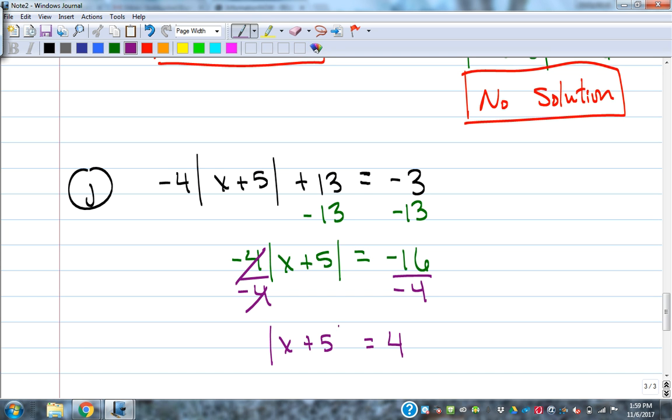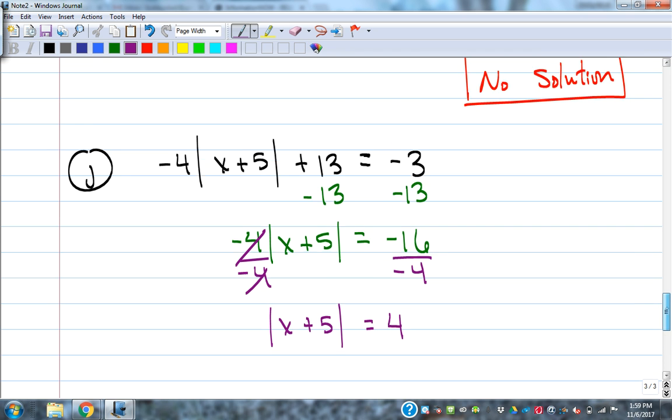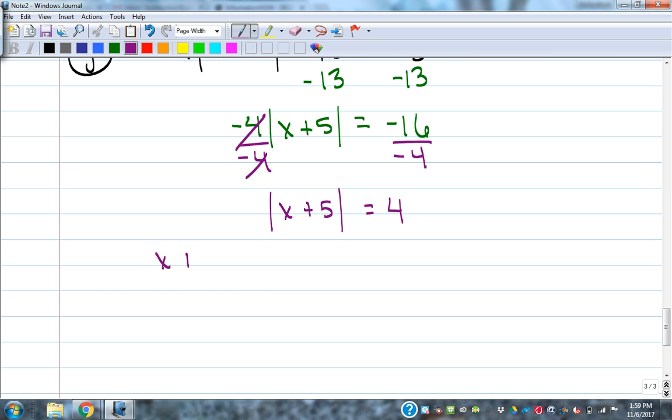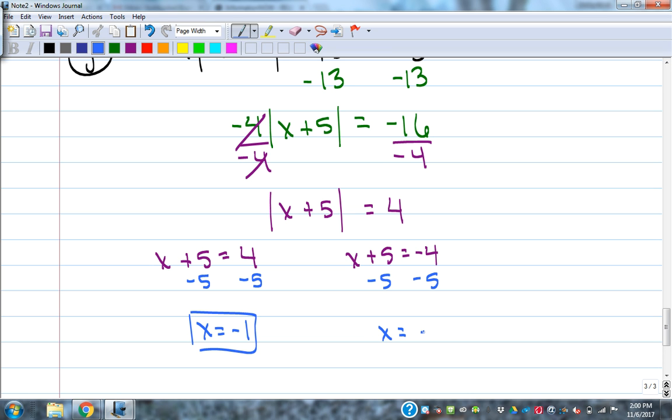There was a negative, but a negative divided by a negative is what turns it back into a positive, which means we got to work this one. Luckily, it's not a very difficult one. It's pretty easy to work. What are our two equations we set up? Minus 5, negative 1, minus 5, negative 9.